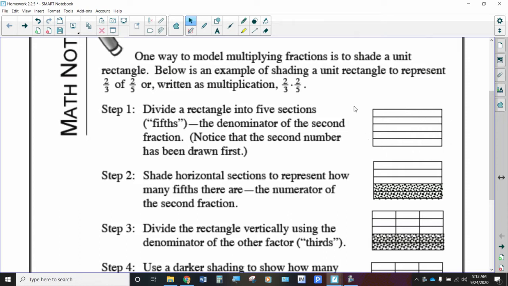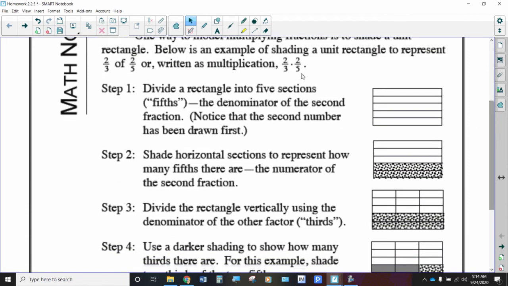Okay, so if you take 2/3 times 2/5, the first thing you'd want to do is break this unit rectangle into 5 equal parts, and 2 of the 5 equal parts would be 2/5 of the whole. So now we just shade in 2/5, so this is a representation of the fraction 2/5.